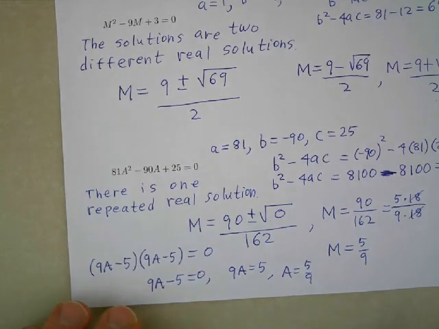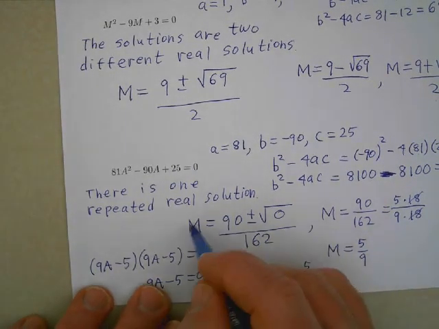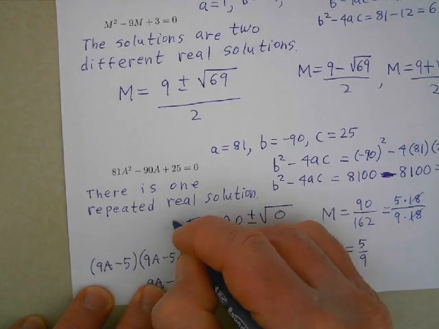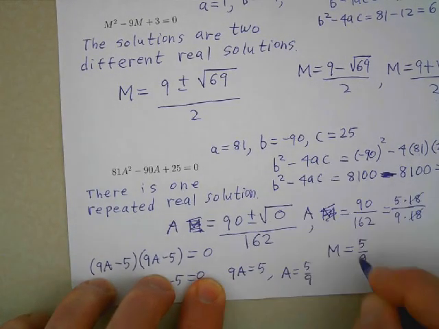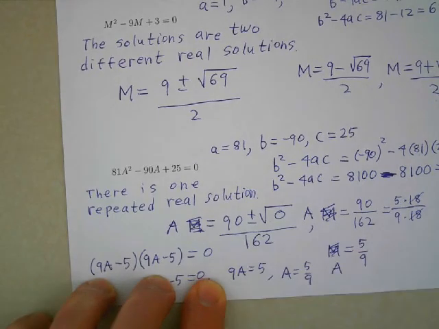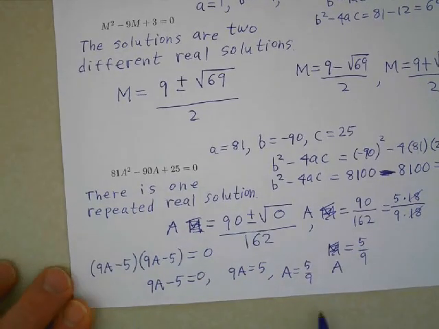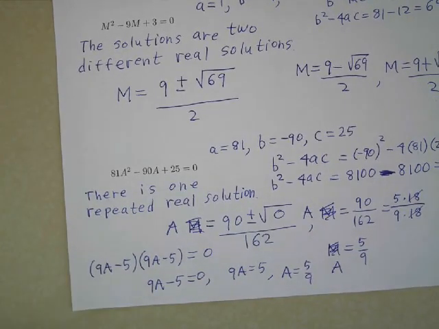Okay, I see what I did wrong. For some reason, I used the wrong variable up here. This should be a, this should be a, and this should be a. But I think we're all okay now. So there's only one solution. a equals 5/9.